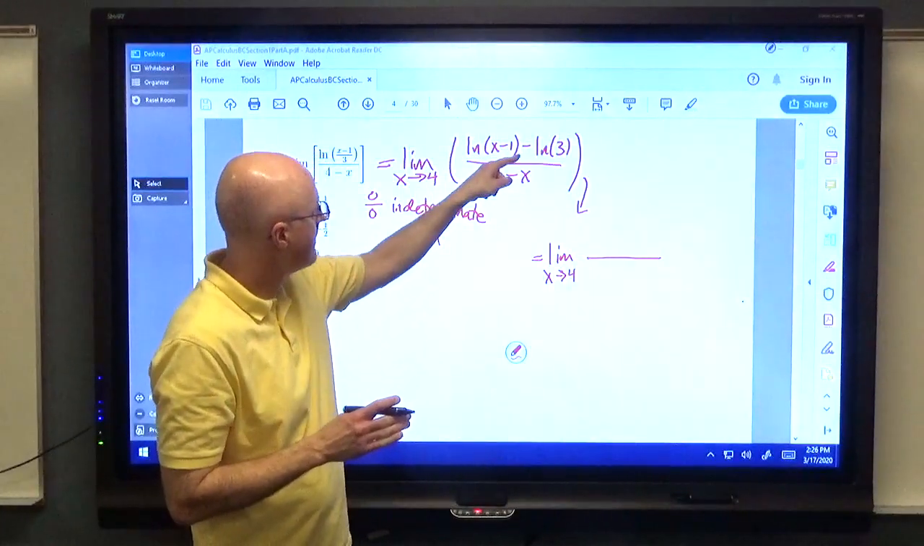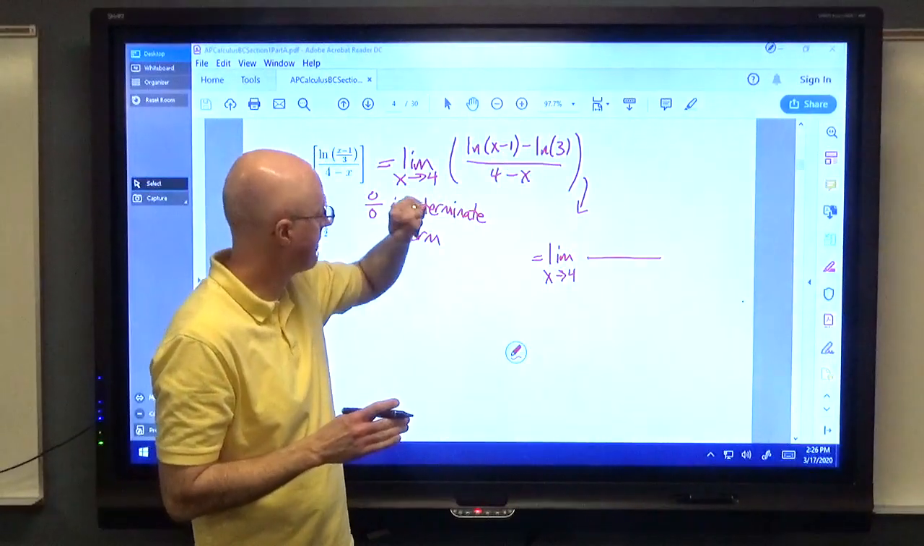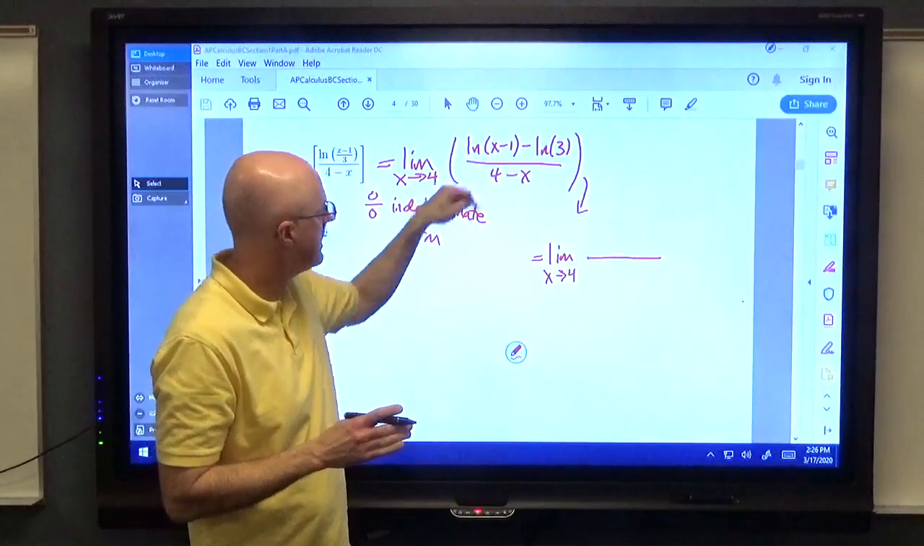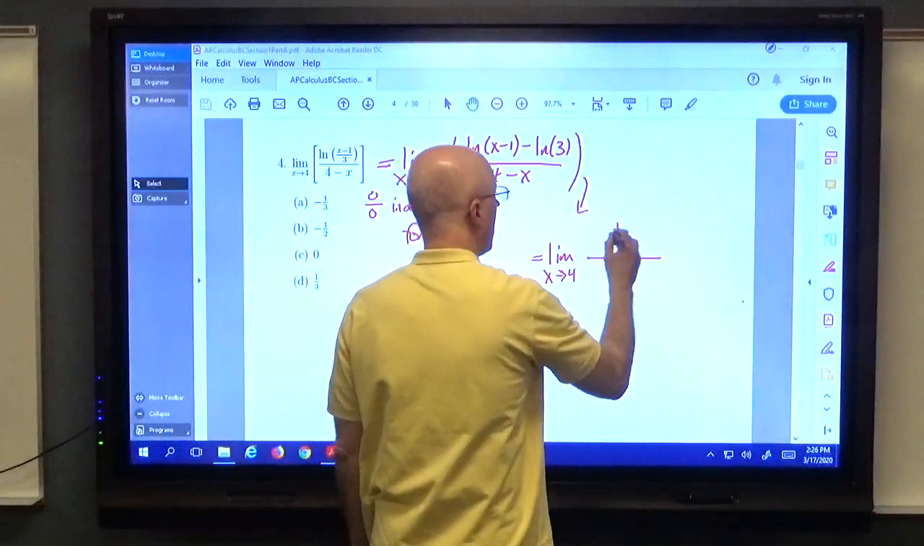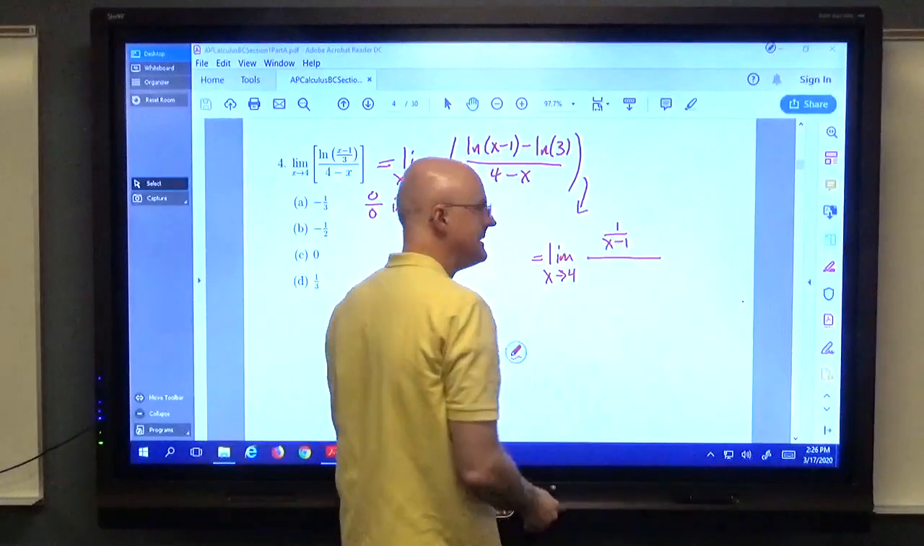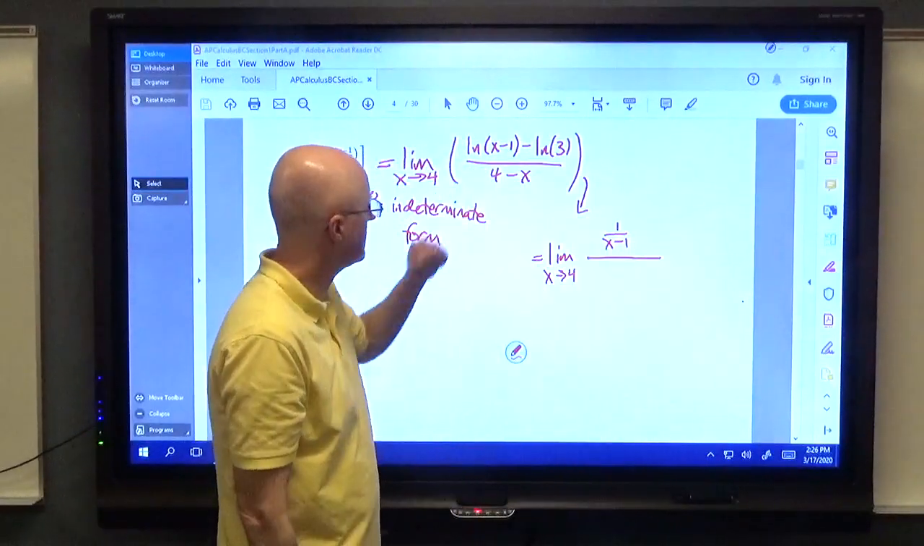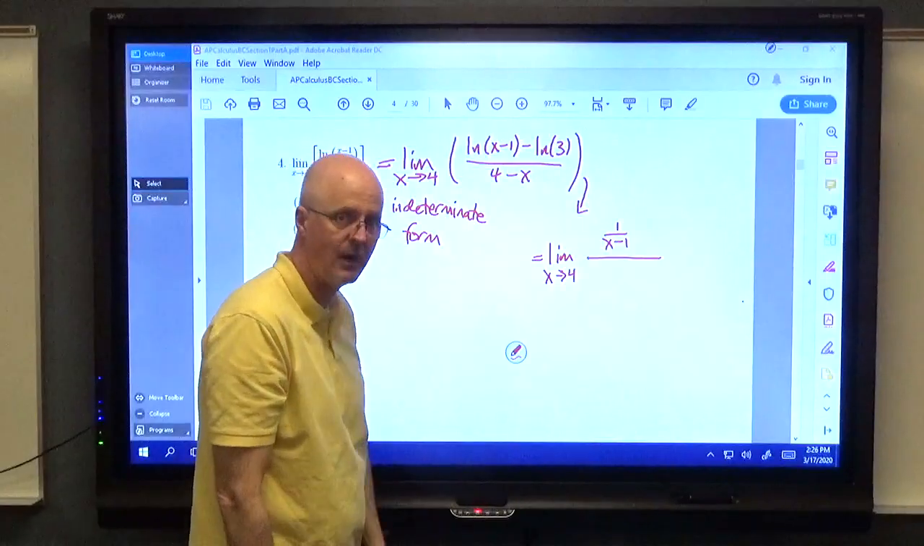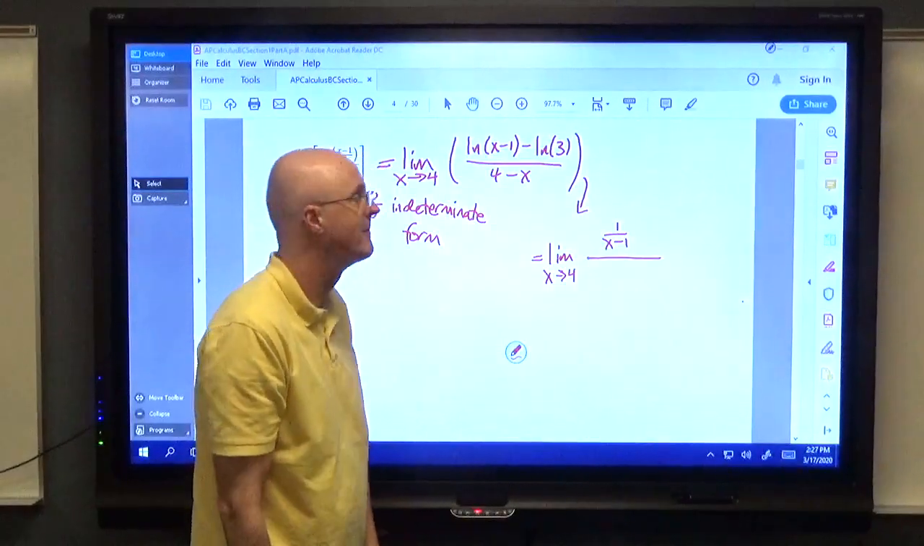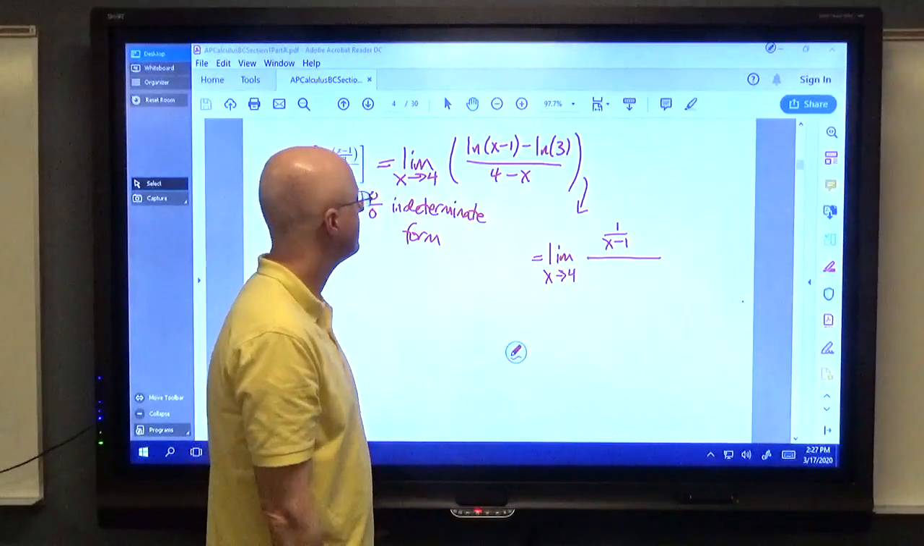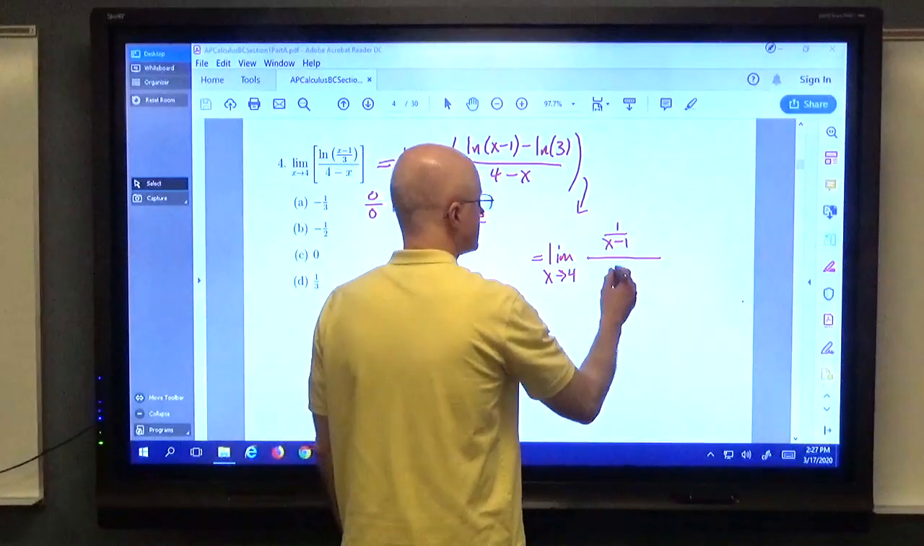The derivative of the top, well, that's a constant. It differentiates to 0. The derivative of natural log of x minus 1 is 1 over x minus 1 times 1 if you're thinking in chain rule. The derivative of x minus 1 is 1, but of course I don't have to write times 1.